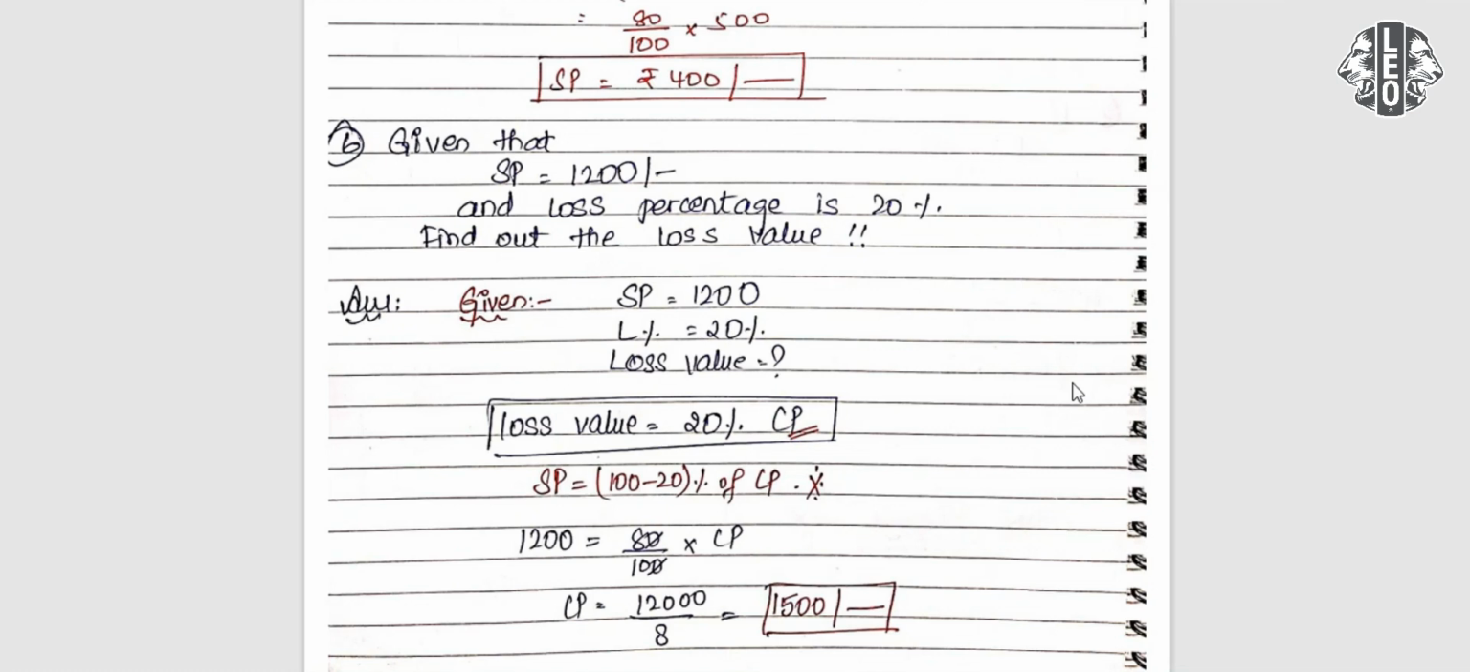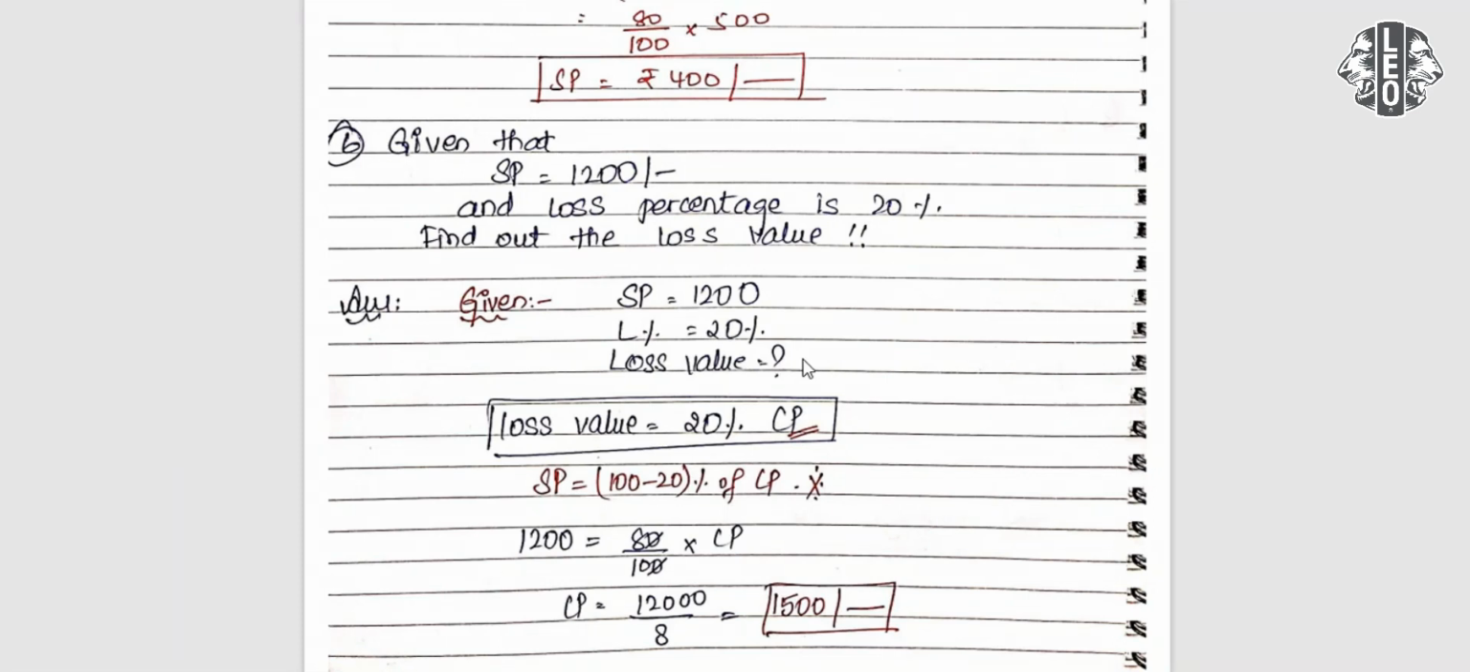Loss value is equal to 20% of cost price. Okay, now you want the cost price. They have given you selling price, they have given you loss percentage. Now with this you cannot just straight away write the answer. You need the cost price. Loss value is to be found out. Loss value is equal to 20% of cost price. Now from where will you find out the cost price?